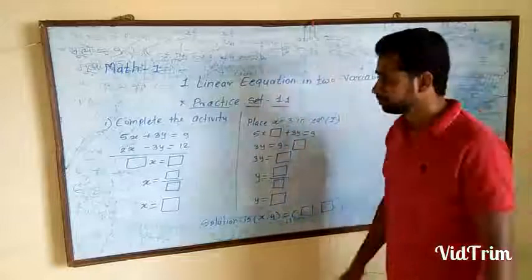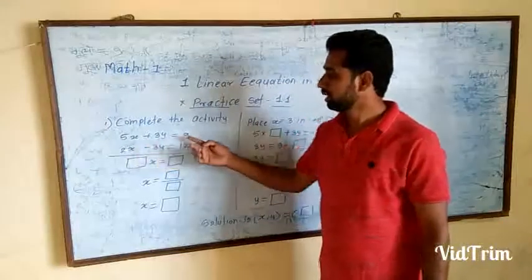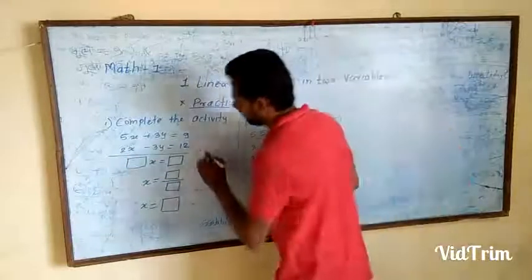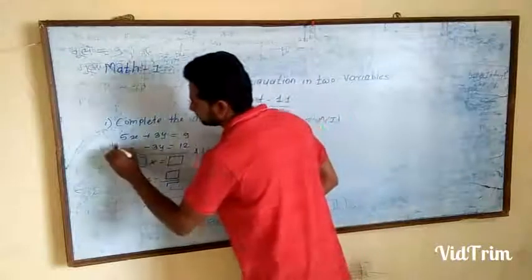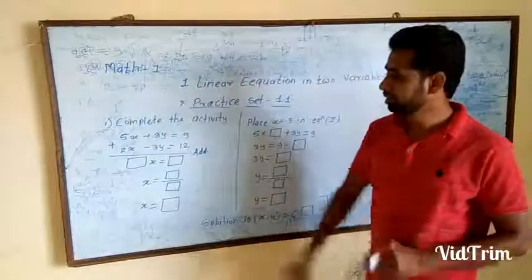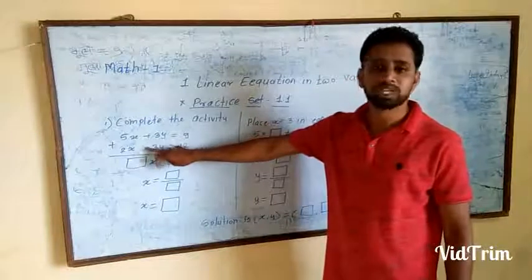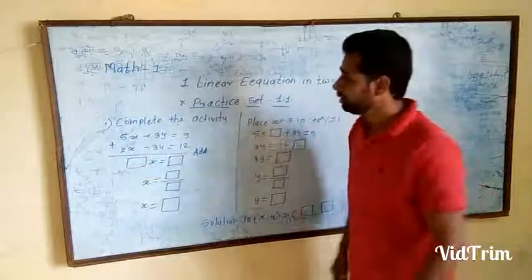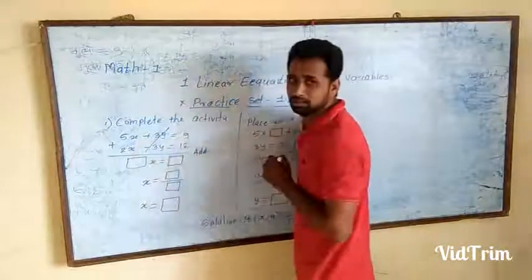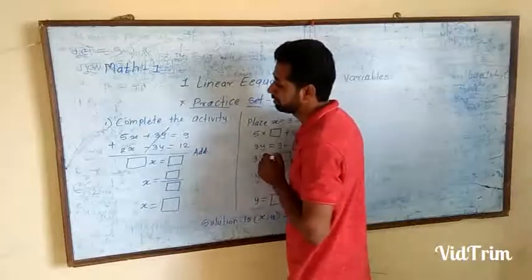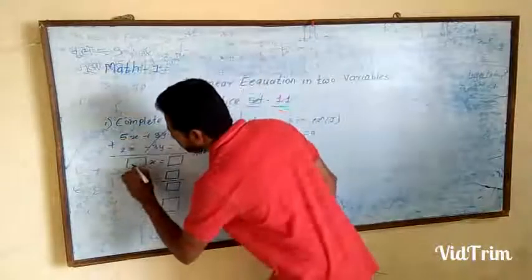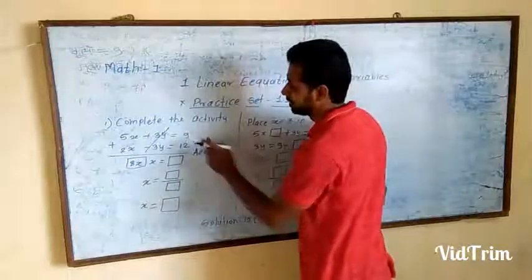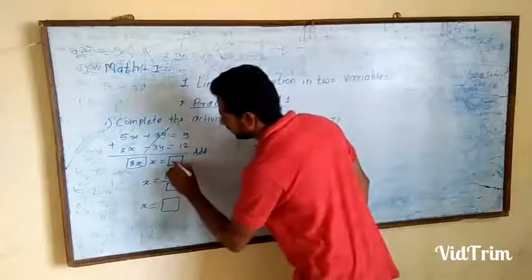So let's start. The equation is 5x plus 3y is equal to 9. 2x minus 3y is equal to 12. Add. So whenever adding it, you see there is opposite sign, minus and plus, and same pair. So we can easily eliminate this. This 3y plus 3y and minus 3y is cancelled. 5 plus 2, 8x. 9 plus 10, 21.